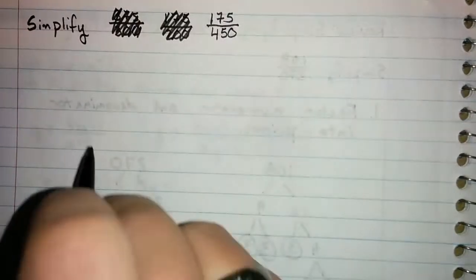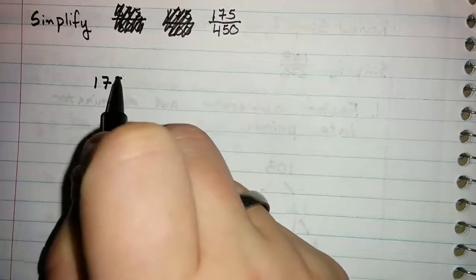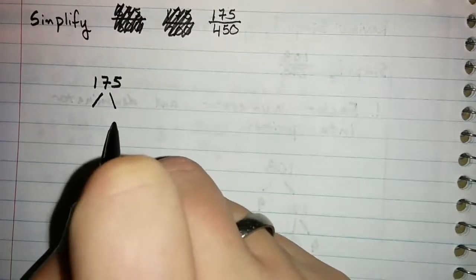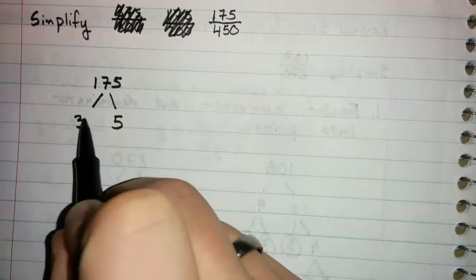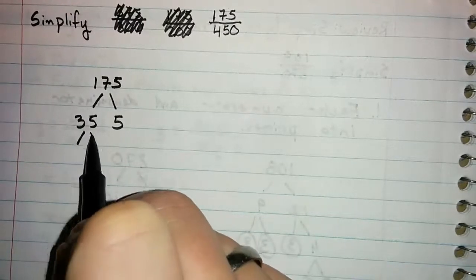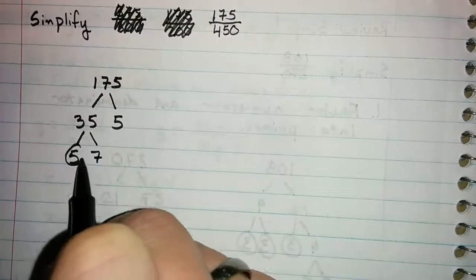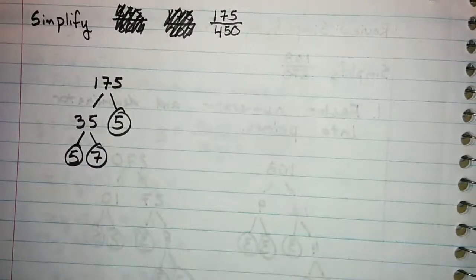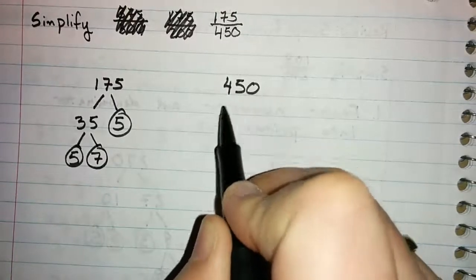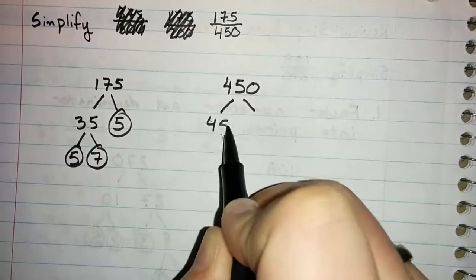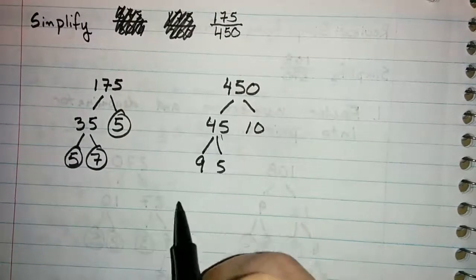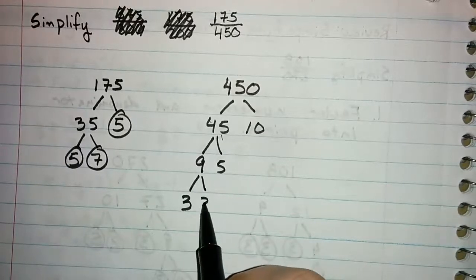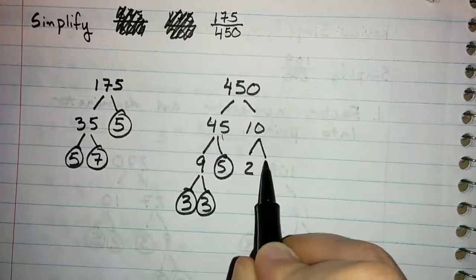So I'm going to factor my numerator into primes. I can see that 175 is a multiple of 5. And I'm going to ask my calculator for the other factor. 35. 35 is 5 times 7. 5 and 7 are both prime. 450 is 45 times 10, of course. 45 is 9 times 5. 9 is 3 times 3. 10 is 2 times 5.